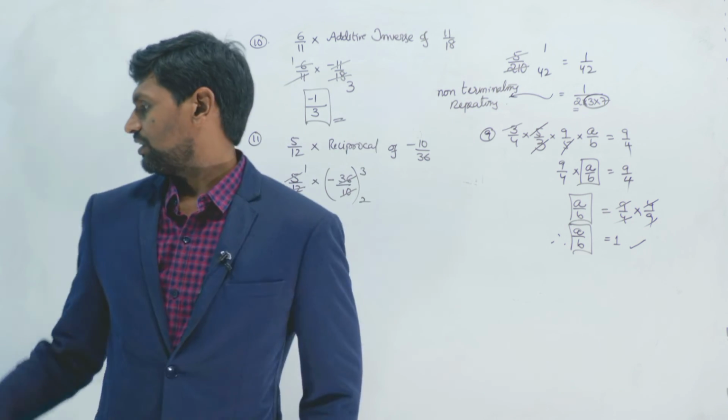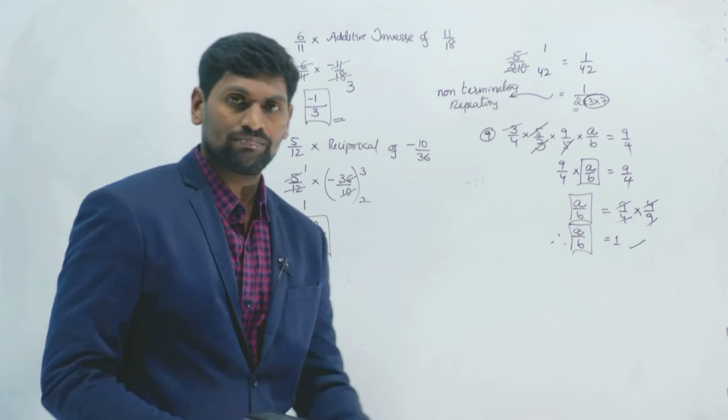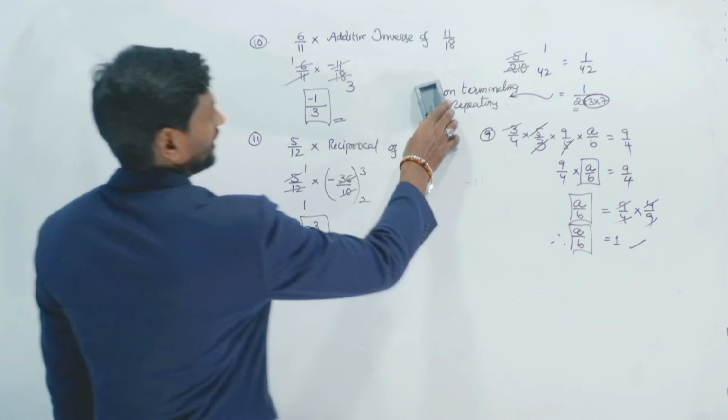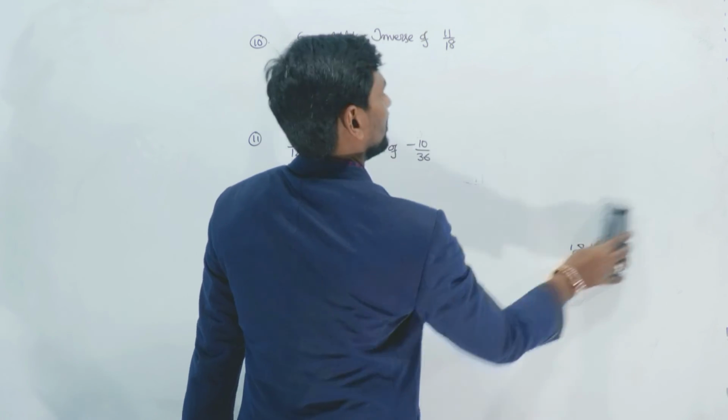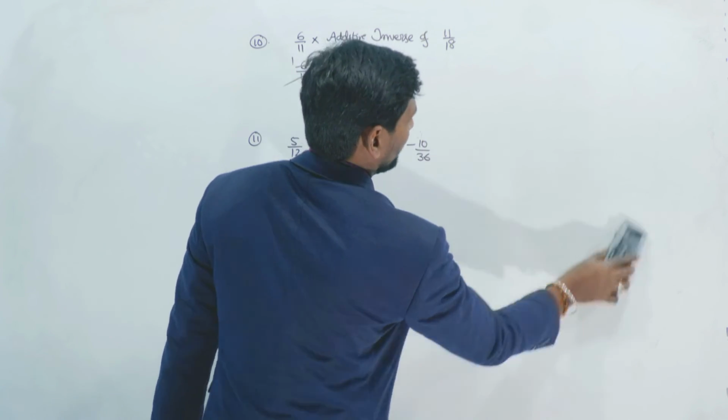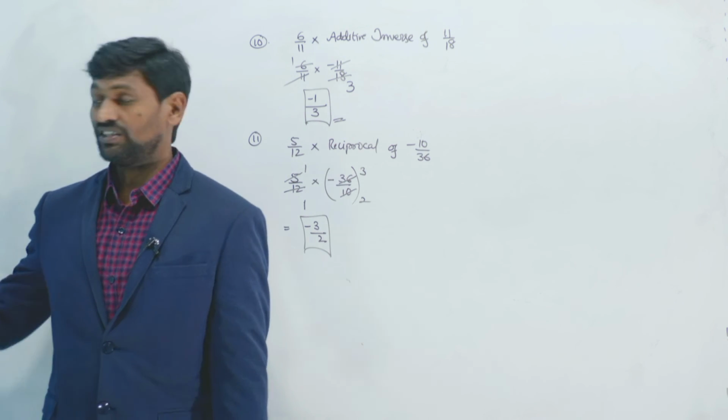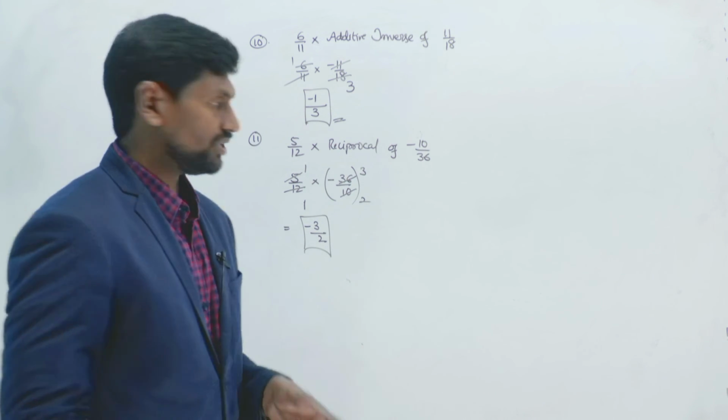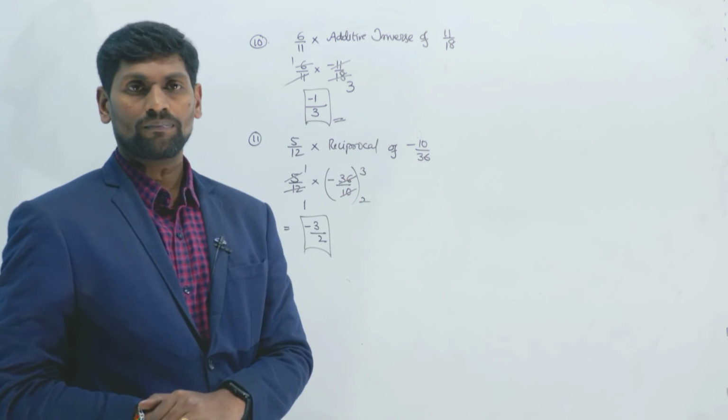So additive inverse means only the sign will change. Multiplicative inverse means only the positions of the numerator and denominator will change. Multiplicative inverse is nothing but the reciprocal.